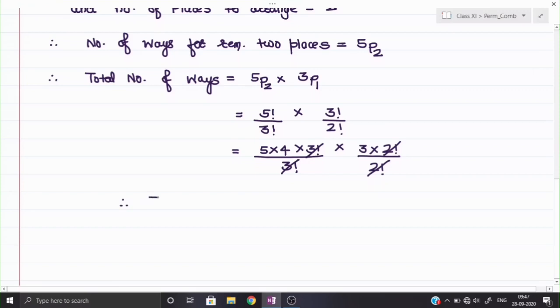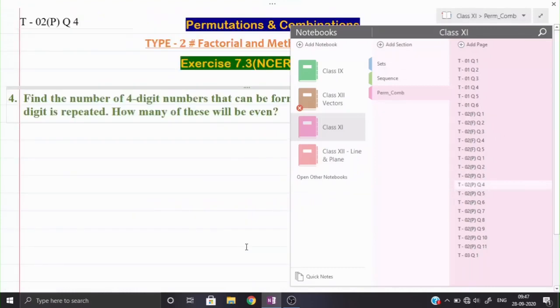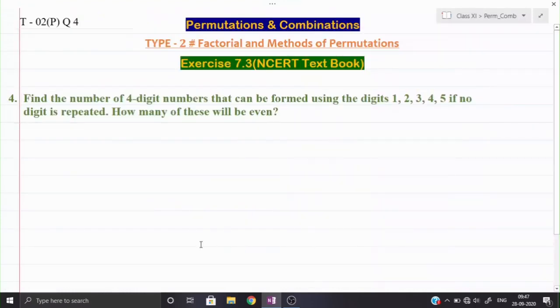So you can say that therefore the total number of 3-digit even numbers will be equal to 60 according to the given condition. These are the total numbers that will be formed. Okay, let us now quickly solve the next question. Since we are spending more and more time on one question, we would not be able to cover more questions, but at least one more question we can do.